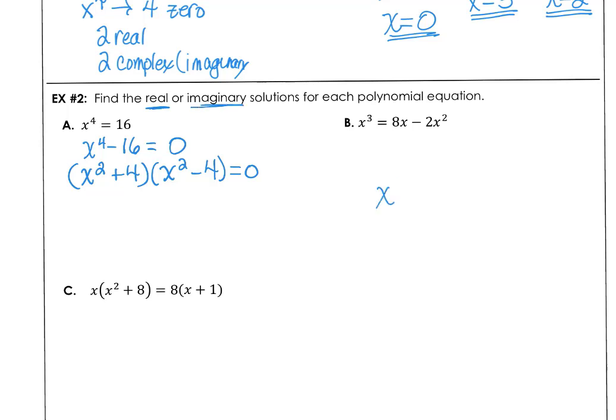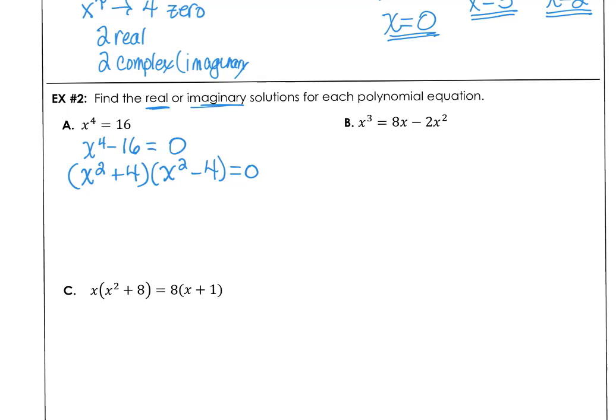Just over here on the side, if we had taken the 4th root of x to the 4th and gotten 4, and considered both positive and negative 4th root of 16, we would have only gotten the 2 real solutions of 2. But to find the imaginary solutions, we have to use factoring in this approach to be able to do that.